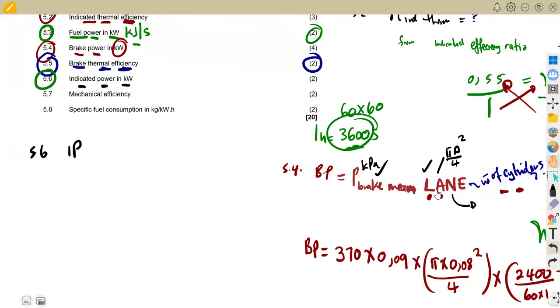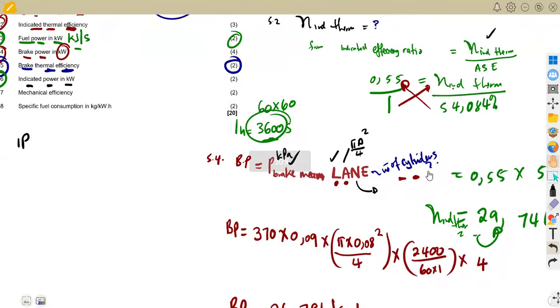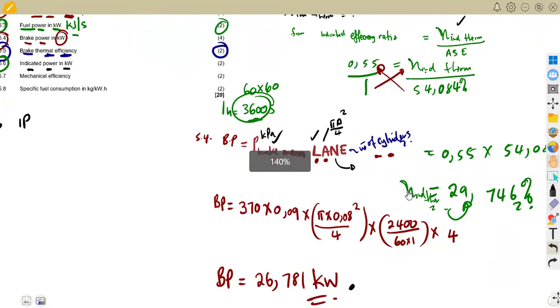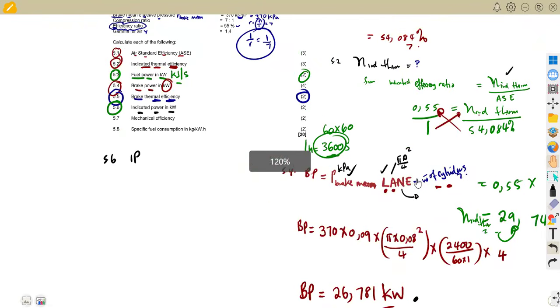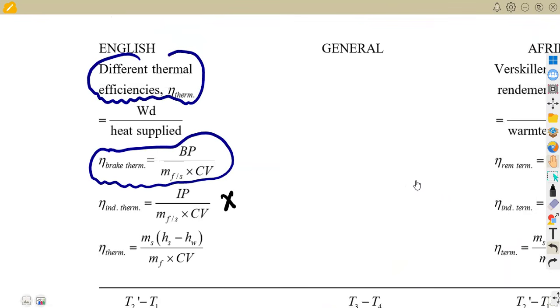So we have got a lot of things that we can consider for the indicated power. There's a formula that we are supposed to use for the indicated power. Let's check what is appropriate. We remember we need the indicated power. In the last case, we couldn't manage to use this. So we can calculate the indicated power from this because we have got the indicated thermal efficiency, the mass of fuel per second, and the calorific value. So we can use this formula.